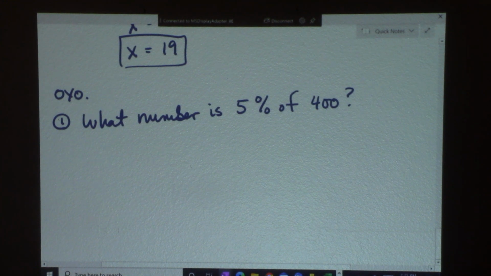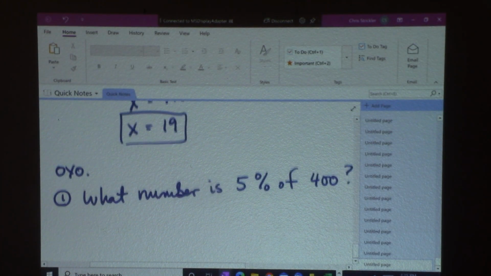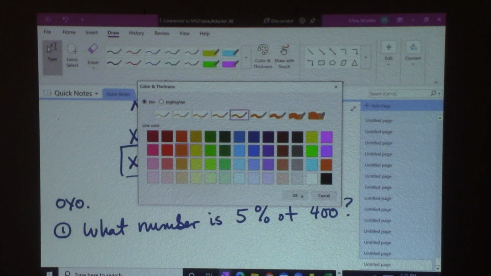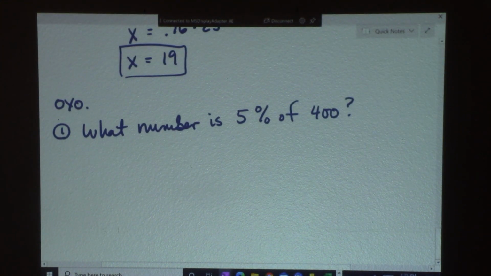Okay, let's go over this together. I hope you had a chance to do it and it worked out all right. I'm going to change to orange again. Okay, what number, that's X, is 5% of 400?